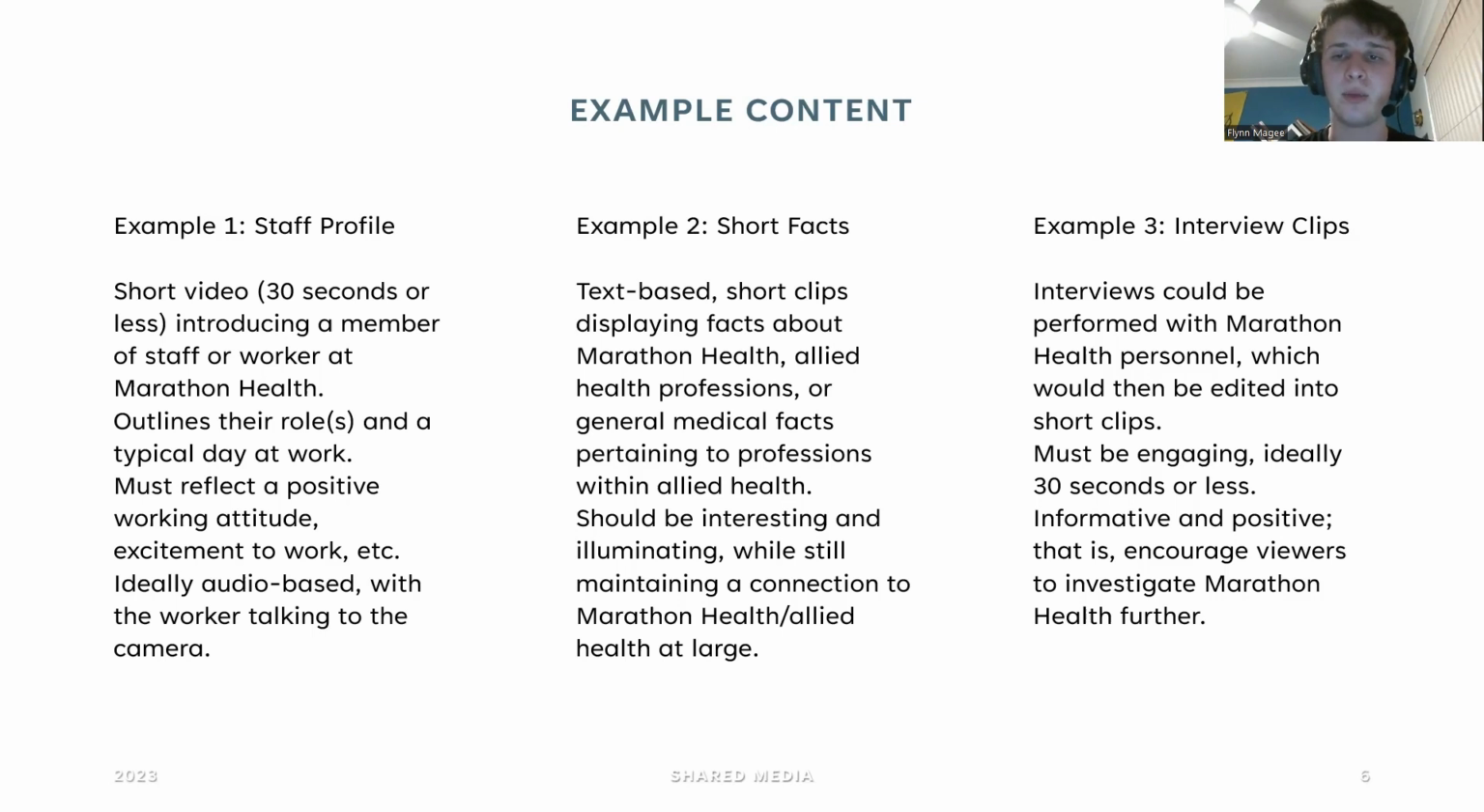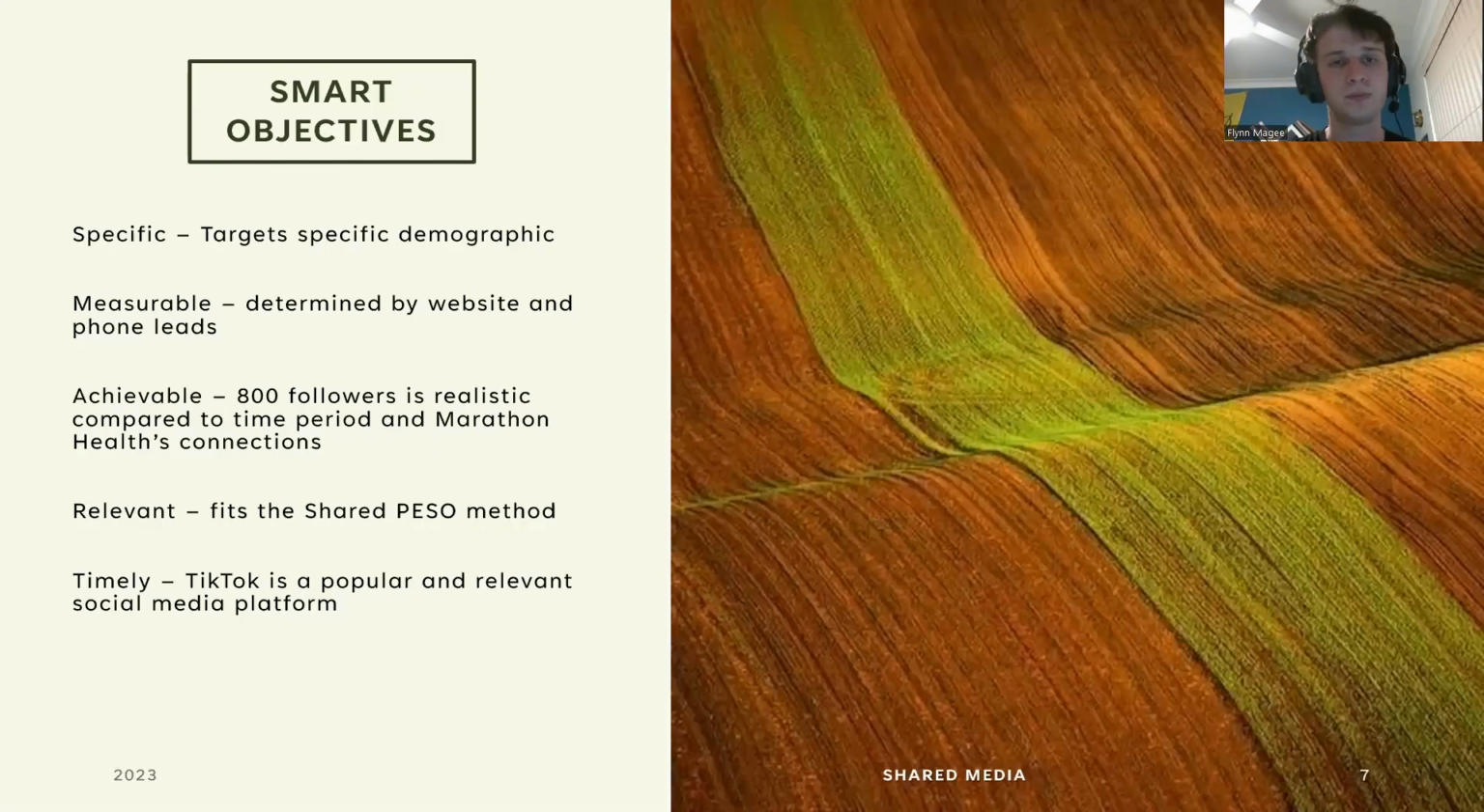And the third example is interview clips. Interviews could be performed with Marathon Health personnel, which could then be chopped up and edited into short clips and could then be posted. They should still be engaging, ideally 30 seconds or under. And again, like the first example, they should be informative and positive. That is to say, they should encourage their viewers to investigate Marathon Health as a body further.